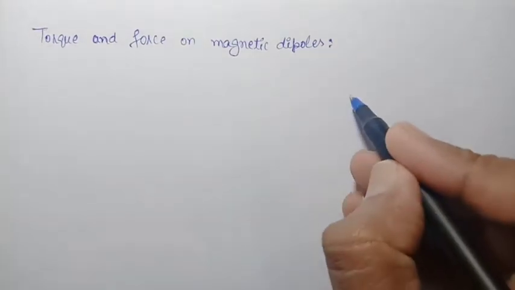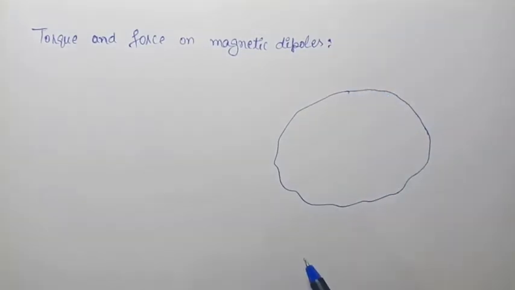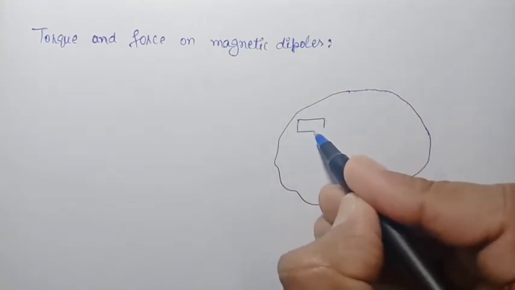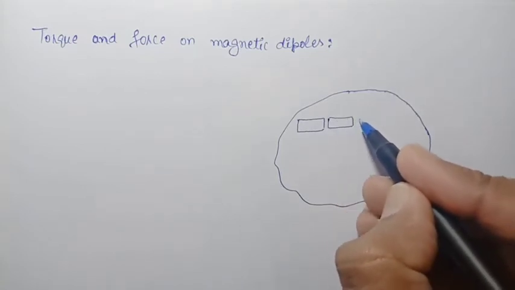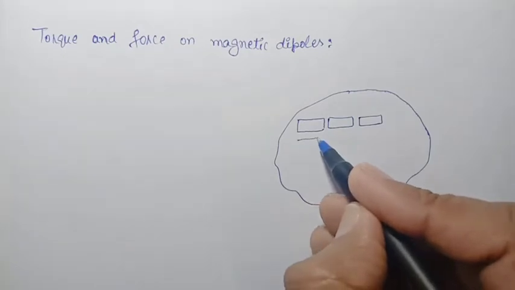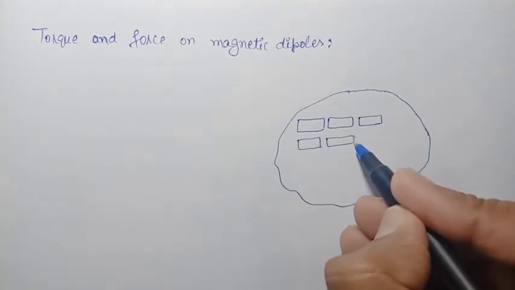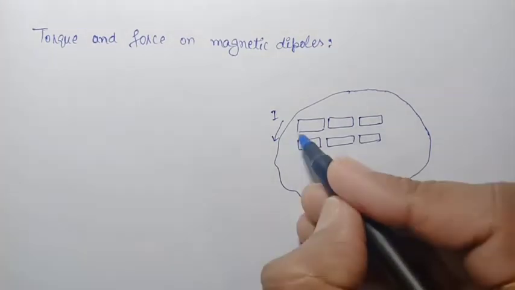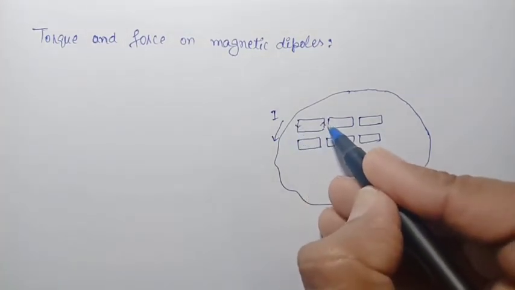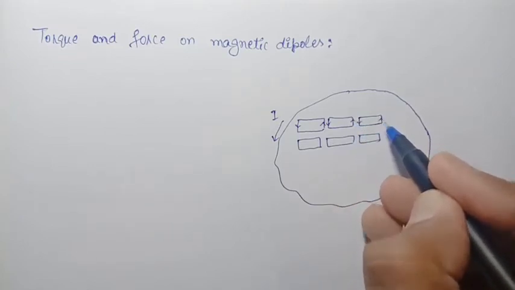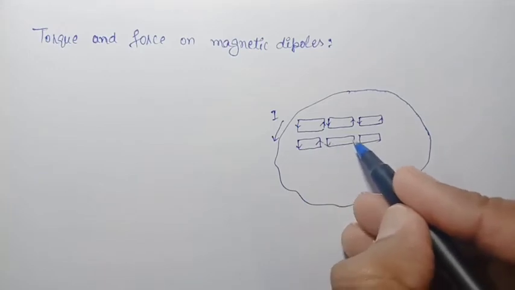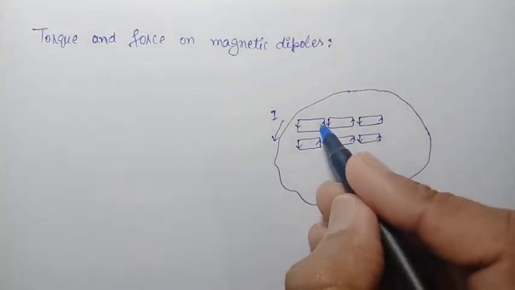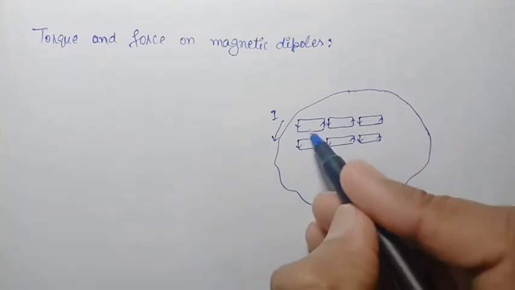Now here, suppose we have this magnetic material, and suppose these are the rectangular loops. And here, suppose this is the direction of current. Then here in the loops, direction is downward, upward, downward, upward, and so on. Okay. Now here, suppose we consider this is the case in the absence of a magnetic field. This is a rectangular loop.